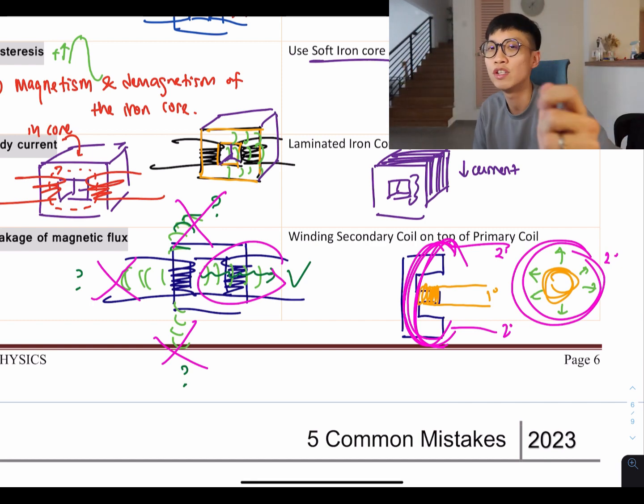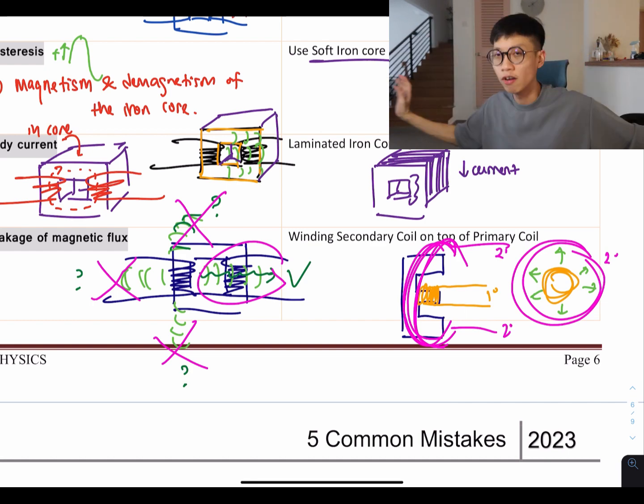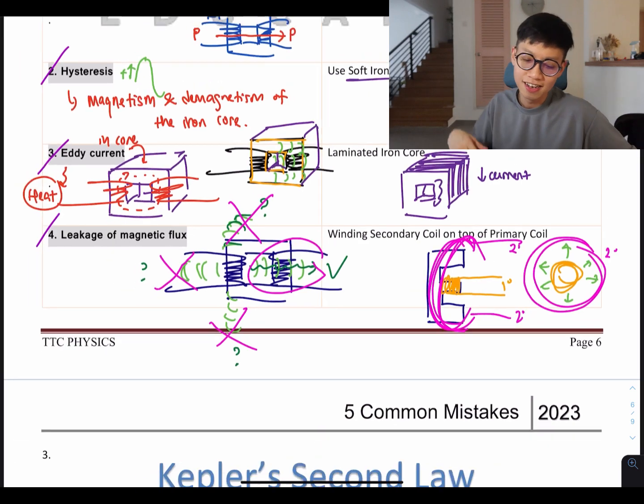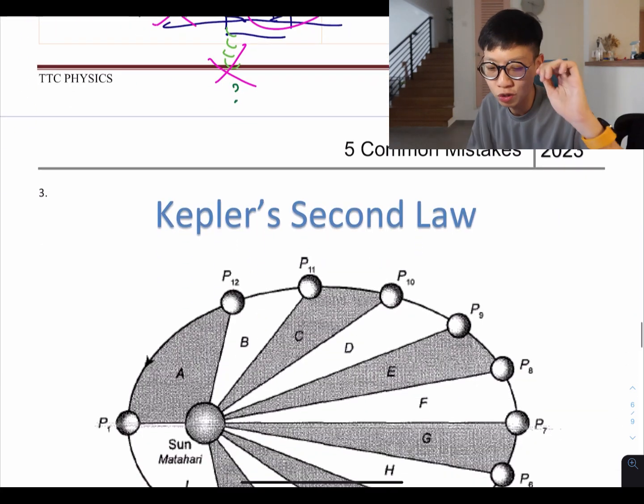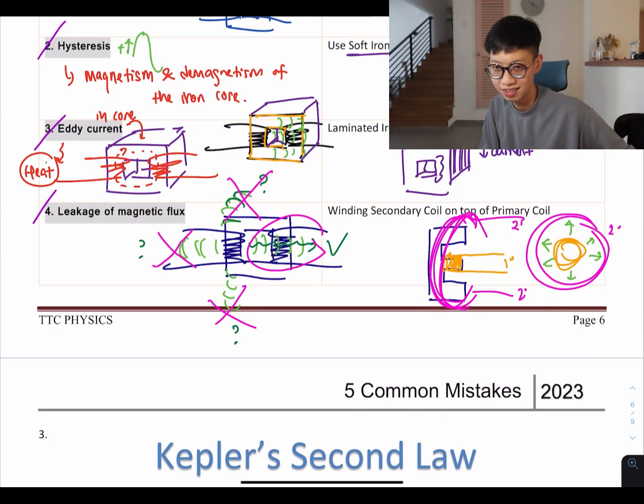So like this, you can use 100% of the magnetic field without wasting. Okay? Alright, if you have no problem, we're going to go through the third common mistake.